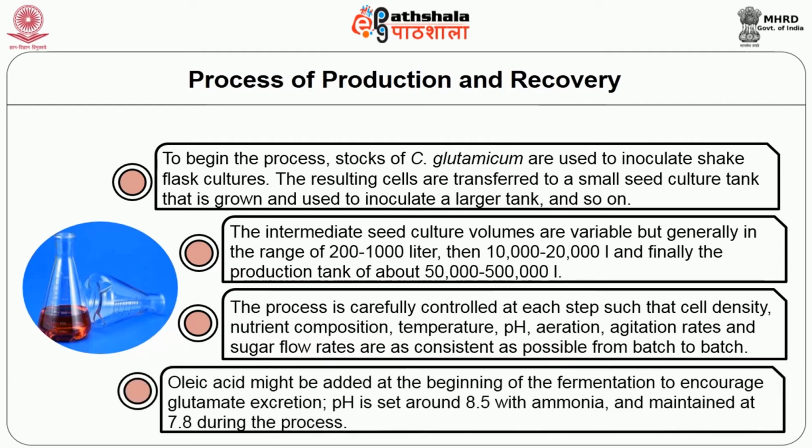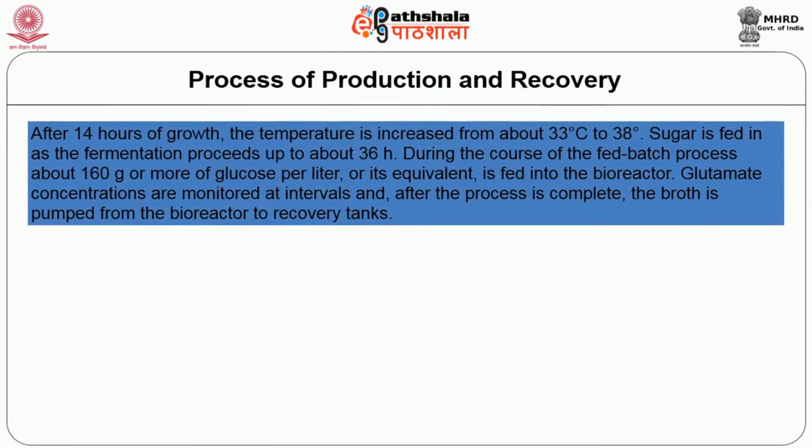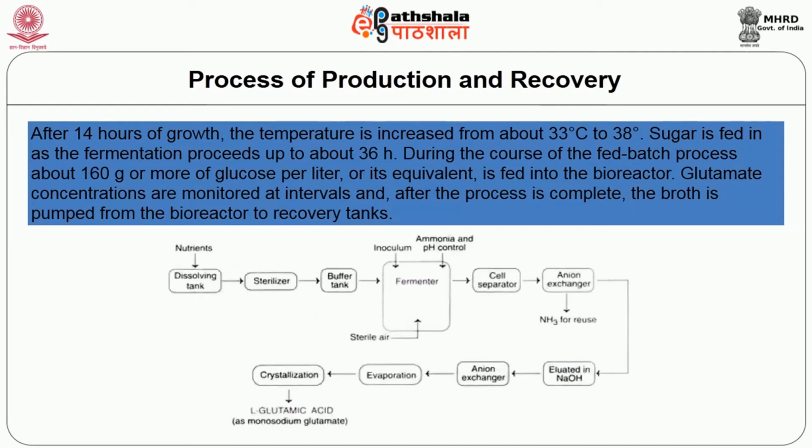Oleic acid might be added at the beginning of the fermentation to encourage glutamate excretion, and pH is adjusted to 8.5 with ammonia and maintained at 7.8 during the process. After 14 hours of growth, the temperature is increased from 33 degrees centigrade to 38 degrees centigrade. Sugar is fed in as the fermentation proceeds up to about 36 hours. During the course of the fed batch process, about 160 gram or more of glucose per liter or its equivalent is fed into the bioreactor. Glutamate concentrations are monitored at intervals, and after the process is complete, the broth is pumped from the bioreactor to recovery tanks. A schematic representation of the glutamic acid production plant is shown in the figure.